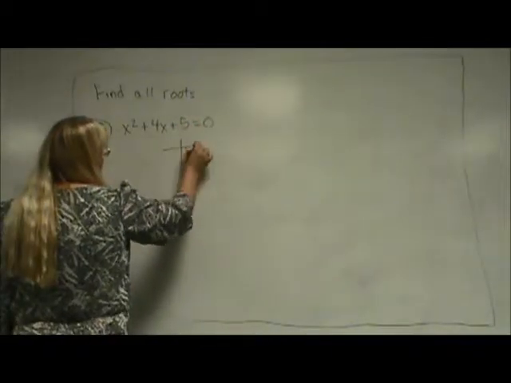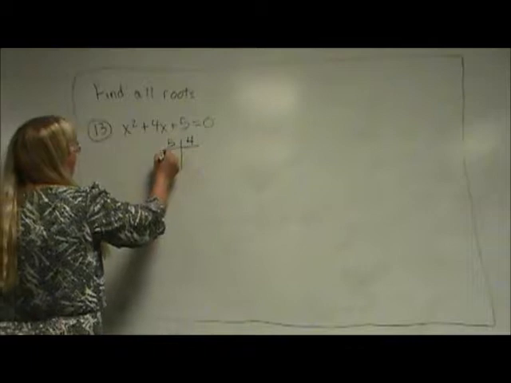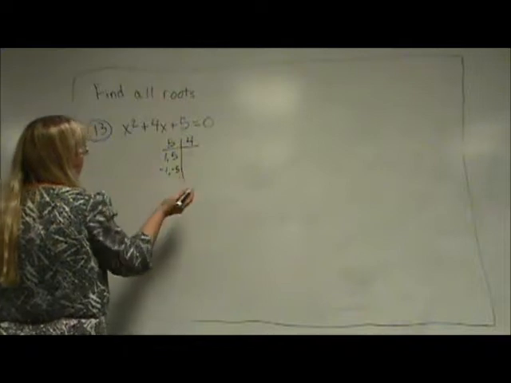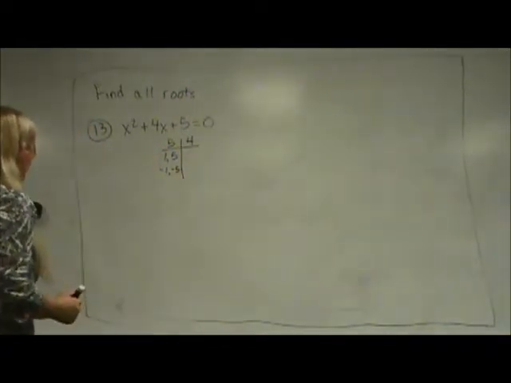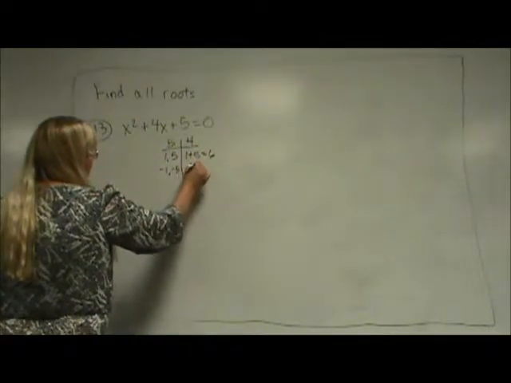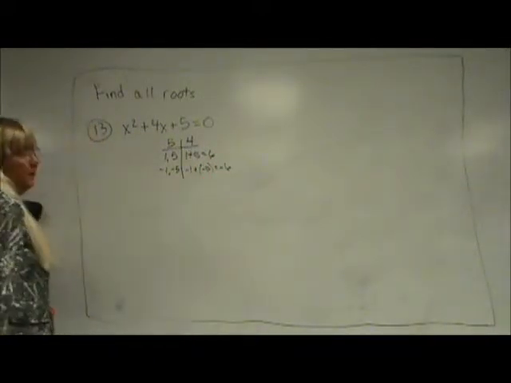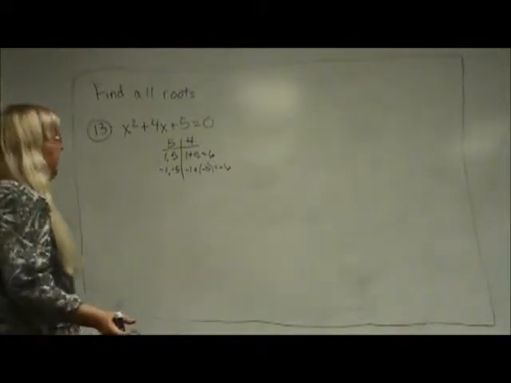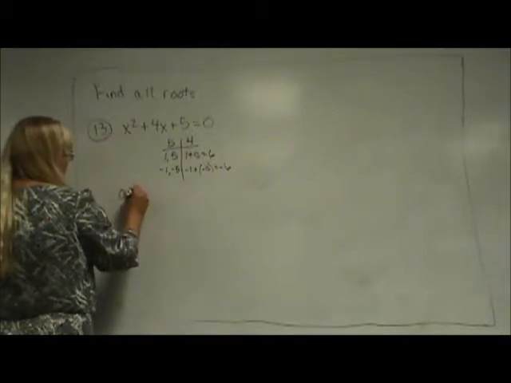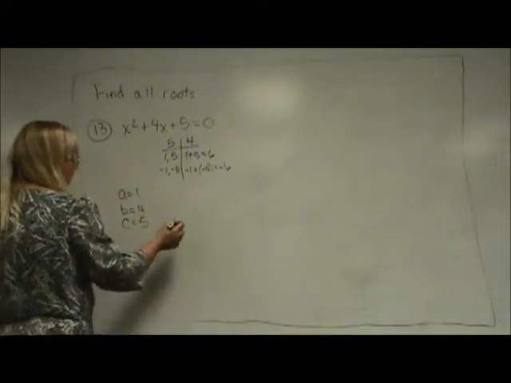If I try a t-chart, I have to multiply to get 5 and add that to get 4. 1 and 5 and -1 and -5 is the only thing that I could use to get a positive 5. But if I try to add this together, I'm going to get 6 here, and I'm going to get -6 here. So this isn't going to work this time. So what I need to do then is go to the quadratic formula. So then I want to identify a, b, and c, and just put them into the quadratic formula.